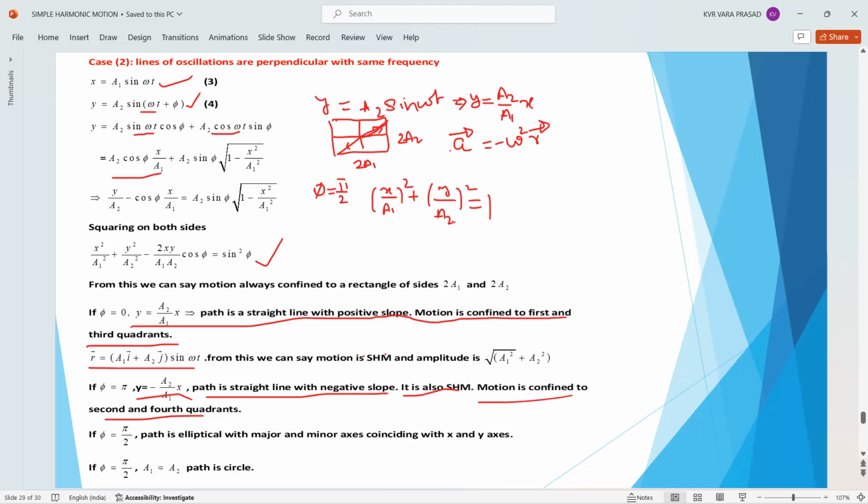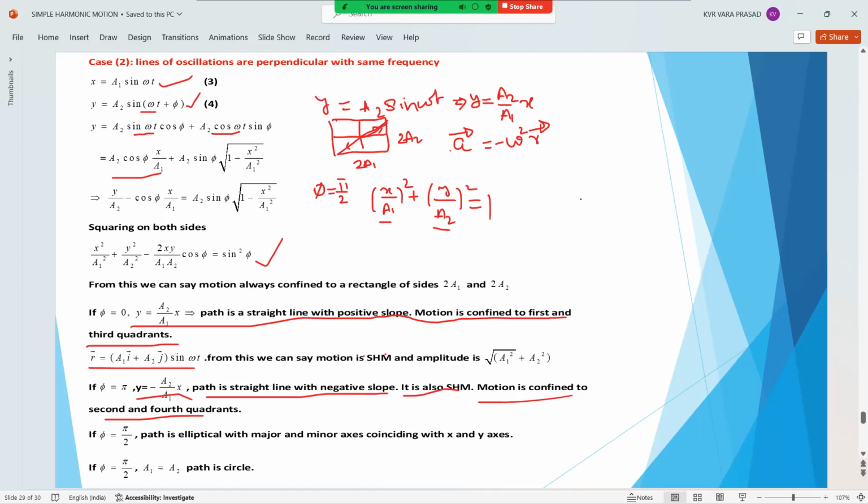Okay, right. Now in this, if you take A1 and A2, both are same. Let us take A1 equal to A2 equal to a. Then this equation becomes a circle, right? x square plus y square equal to a square. That means a uniform circular motion is taken as a combination of two simple harmonic motions whose lines of motion are perpendicular, having the same frequency with a phase difference of 90 and the same amplitude. Okay, or I can say the same point a different way.